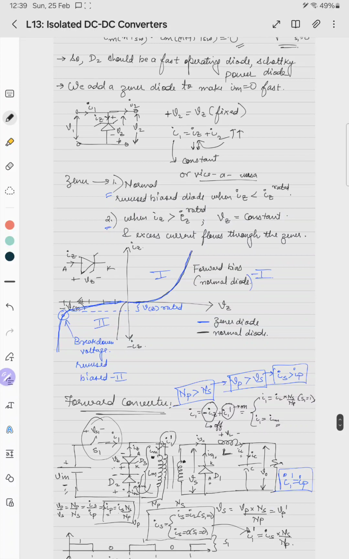In the next lecture, we will see other converters like push-pull, flyback, then half bridge, full bridge, and dual active bridge.